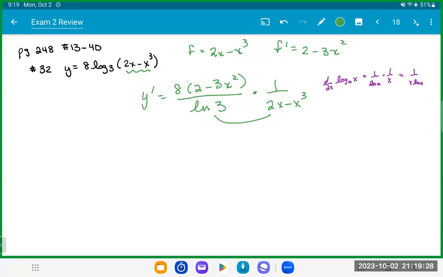So we can distribute the 8 to this, and we can distribute the denominators. And so this is going to end up with 16 minus 24x squared over 2x minus x cubed times ln of 3. Okay. Question.